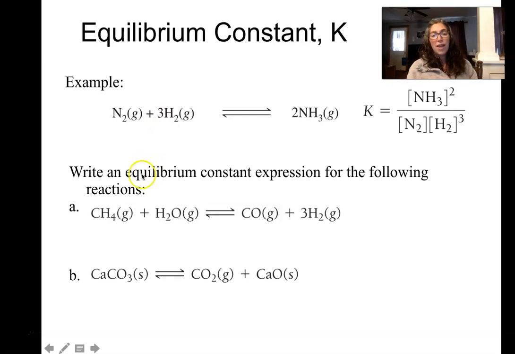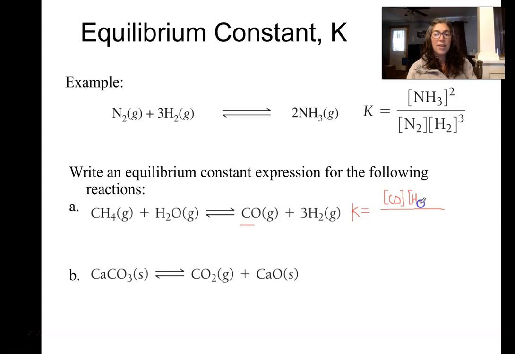So let's practice writing equilibrium constant expressions for the following reactions. The equilibrium constant expression is going to start with K equals. And it's going to be the concentration of the products over the concentration of the reactants. So first, I'm going to do products on top. So I've got CO and H2. I don't put the coefficient in the brackets. It's not 3H2, it's just H2.